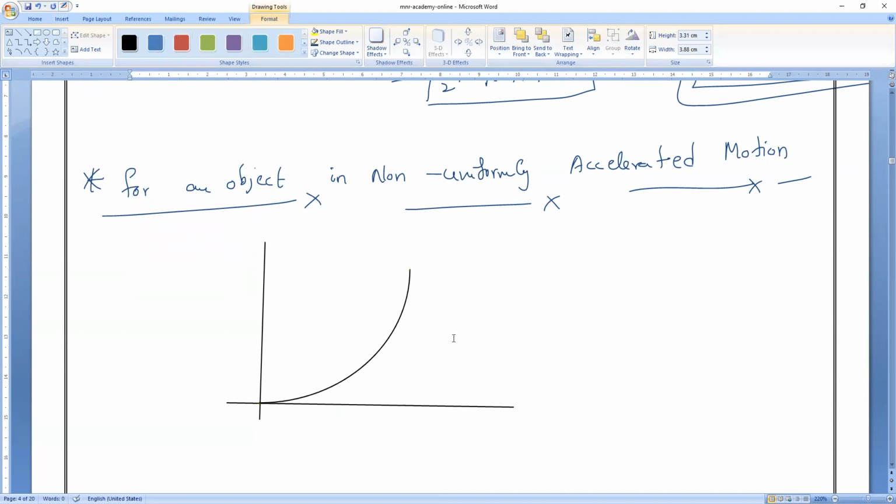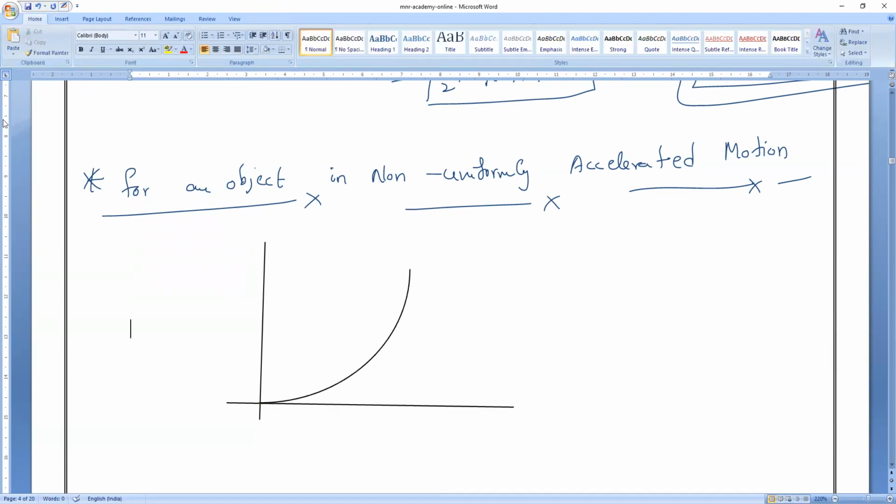So this is what a non-uniform acceleration graph looks like. I want to find the acceleration, but it is not possible to find it by the slope as it is a curved line. Now I want to find the slope at this point, that is, the acceleration at this point. How to draw? A tangent. How to draw a tangent?